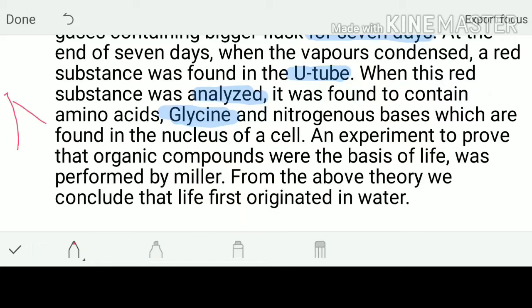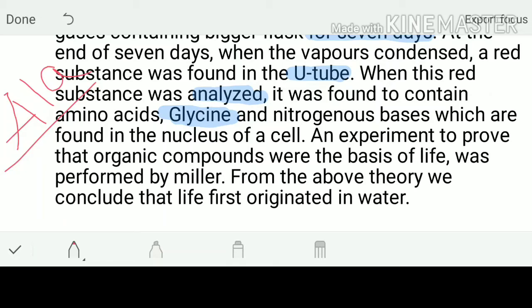It was alanine. Please keep that in mind. So if you are preparing for the competitive exam, please do remember one thing, that along with glycine, alanine was also formed in Miller's experiment.